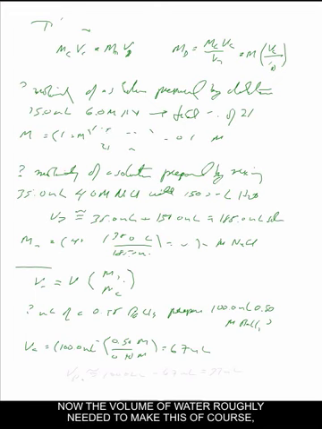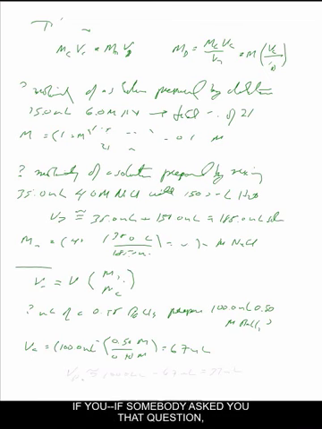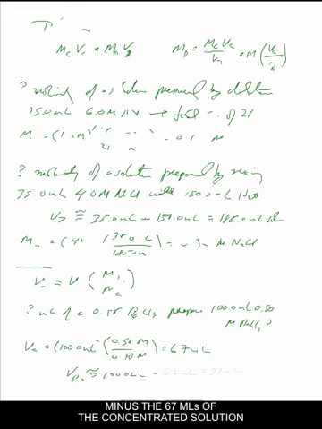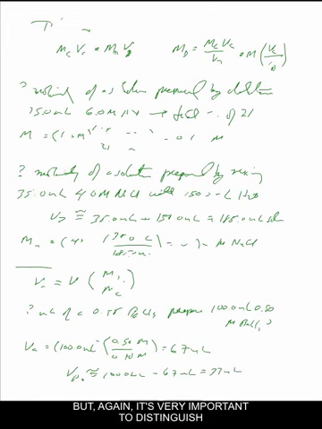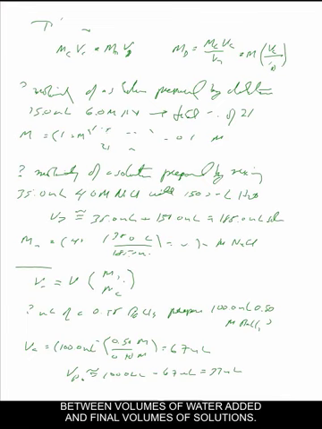Now, the volume of water roughly needed to make this, of course, if somebody asks you that question, the rough volume of water is going to be the 100 mL of diluted solution you're trying to prepare minus the 67 mL of the concentrated solution you're using, and that comes out to 33 mL. But again, it's very important to distinguish between volumes of water added and final volumes of solutions.